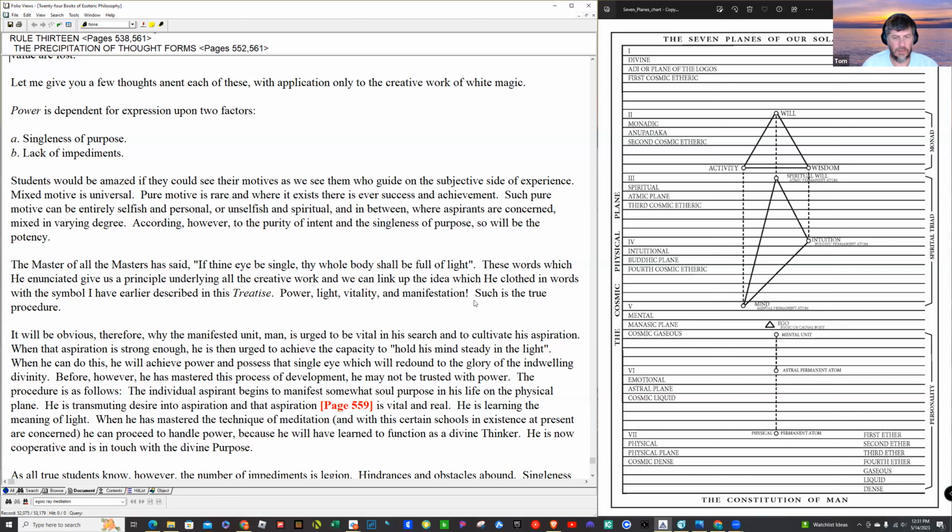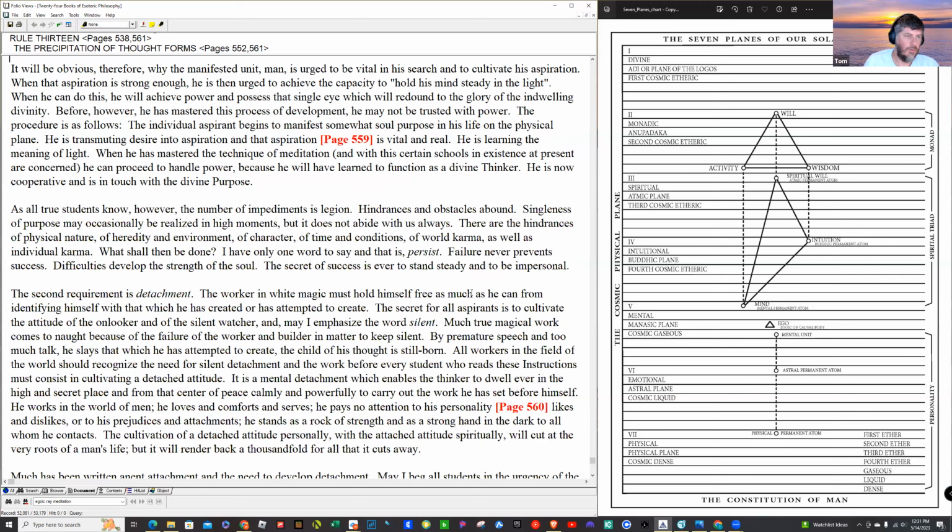These words which he enunciated give us a principle underlying all the creative work, and we can link up the idea which he clothed in words with the symbol I have earlier described in this treatise. Power, light, vitality, and manifestation. Such is the true procedure. It will be obvious, therefore, why the manifested unit, man, is urged to be vital in his search and to cultivate his aspiration. When that aspiration is strong enough, he is then urged to achieve the capacity to hold his mind steady in the light.